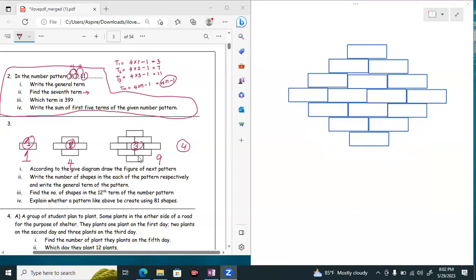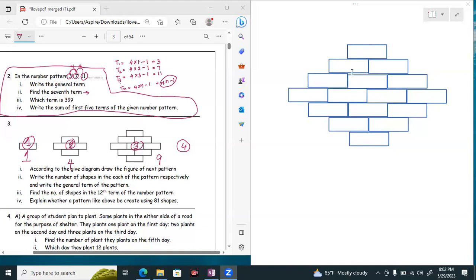There are 3 bricks in the third pattern. That means in the fourth one there should be 4 bricks in the middle one. Then for the other side, one by one it should be decreased. Then you should have drawn the pattern like this without the blanks.